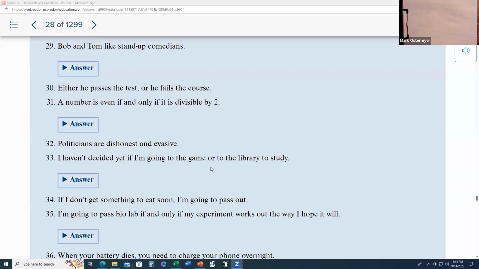33 would be disjunction. I've got the word or there. 34, if I don't get something to eat soon, I'm going to pass out. What word could they have put in front of the word I'm? Then. If I don't get something to eat soon, then I'm going to pass out. It's an if-then, so it is a conditional. If and only if would be a biconditional.